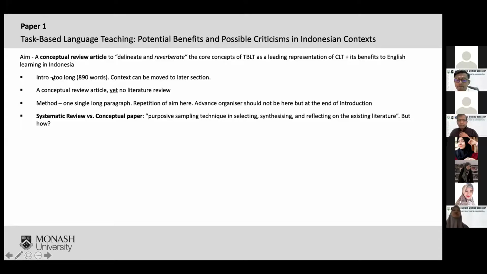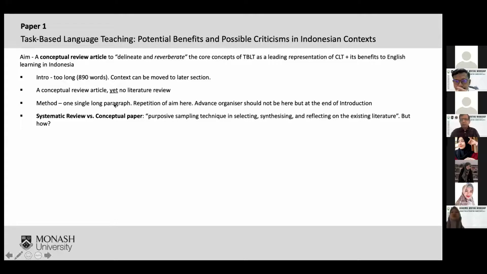The introduction is too long. The context can be moved to a later section. Now, Laili mentioned a little while ago that in Indonesia, a lot of journals ask you to put the context and even the literature review in the introduction. So if the JETLI journal guide allows that, not a problem, it's okay. However, although it is a conceptual review article, there is no literature review. I mean, there is a little bit of literature in the introduction, but that's not really a review of literature.